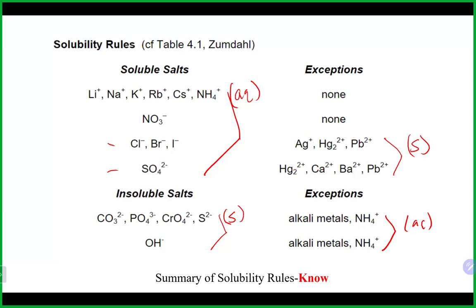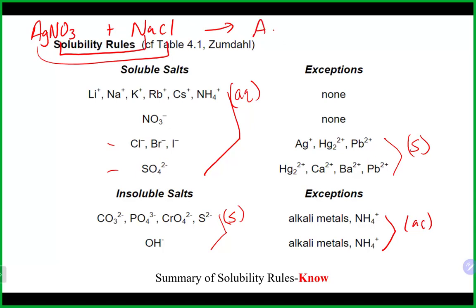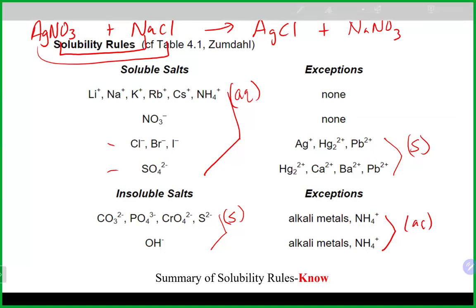So for example, if we had a little silver nitrate plus some sodium chloride, again, this is a double displacement reaction. Our guys are going to switch partners basically. And our silver and our chloride would come together, and our sodium and our nitrate here will come together. We could use these rules to help us decide, again, if something's going to be a solid or not.